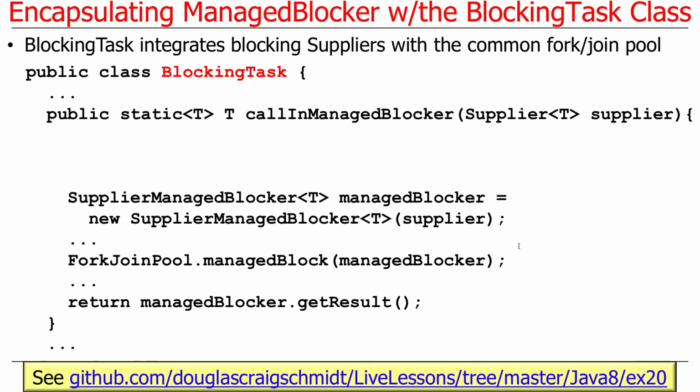And the BlockingTask class is going to be used to integrate suppliers. I'll show you an example of a supplier in a second. Remember, Supplier is one of those functional interfaces we learned about with Java 8. So we can use a supplier with the common fork join pool. And this will give us a much cleaner, cooler interface than we otherwise would have, because it hides some of the complexity. So here's the class BlockingTask.